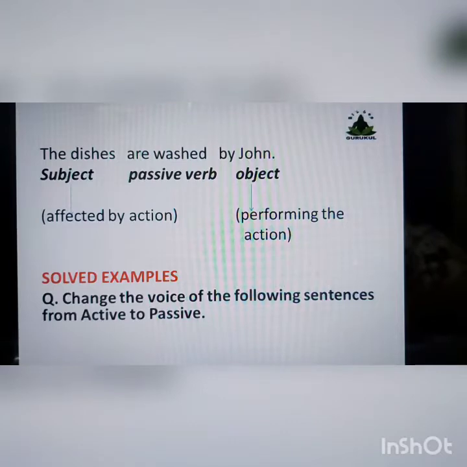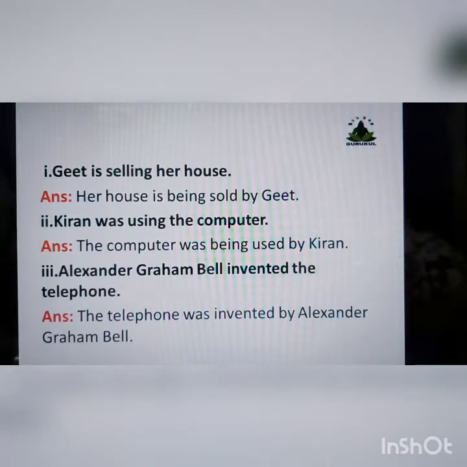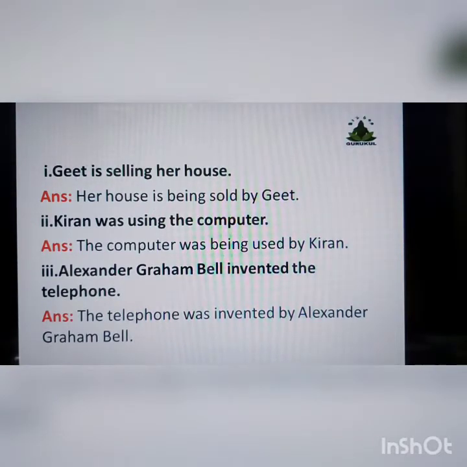Now, let's see some solved examples. The question is, change the voice of the following sentences from active to passive voice. The first question is, Geet is selling her house. So, we have to change the sentence into passive form. The answer will be, her house, that is the object, now will become the subject. Her house is being sold by Geet.